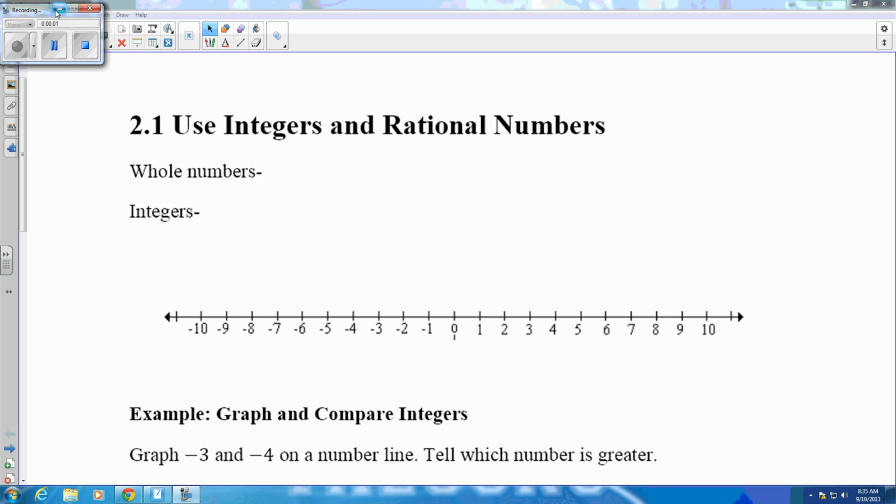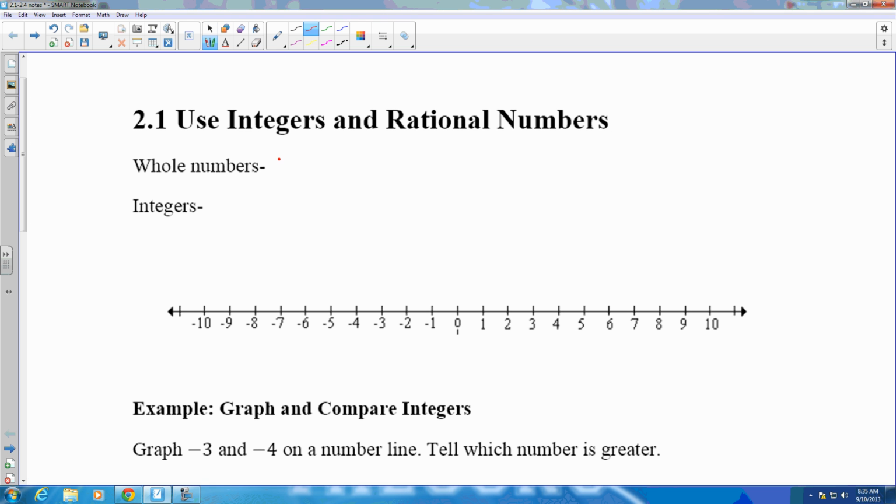Okay, we are starting chapter 2, using integers and rational numbers. Now, whole numbers are numbers like 0, 1, 2, 3, and so on. Obviously they are not going to be fractions or decimals. And integers are like whole numbers, only they can also be negative.